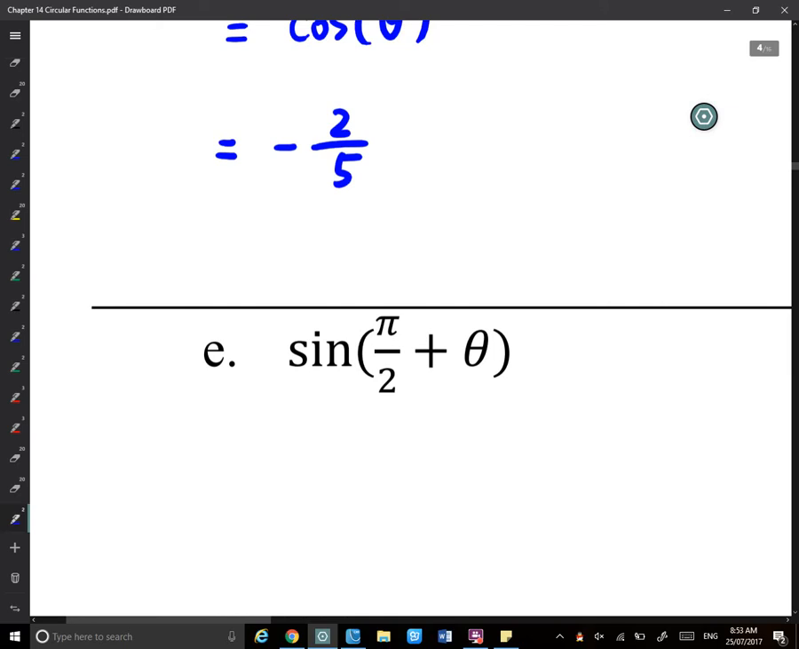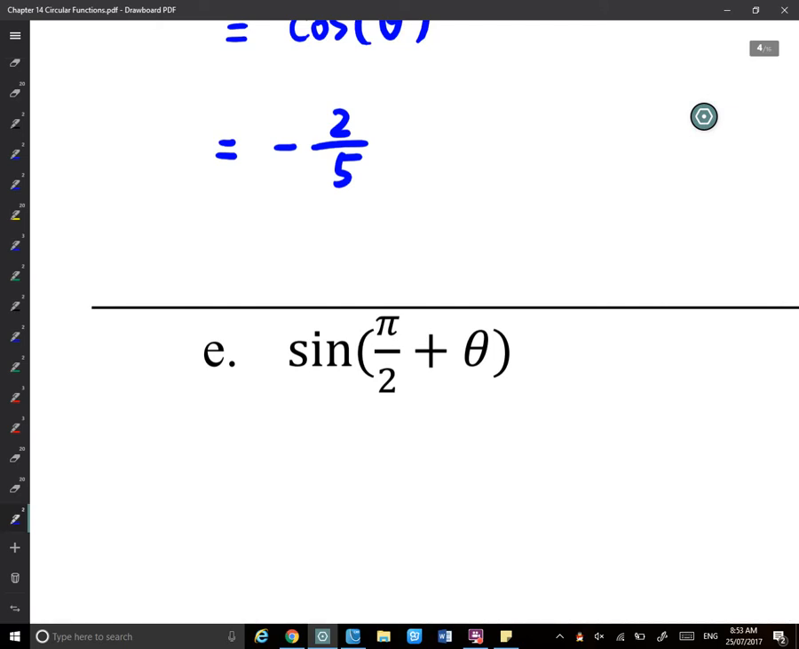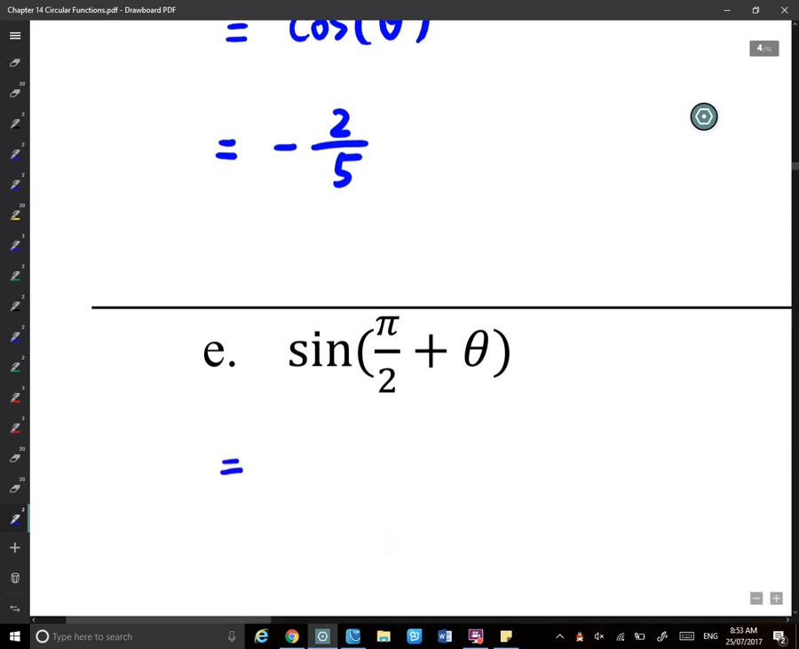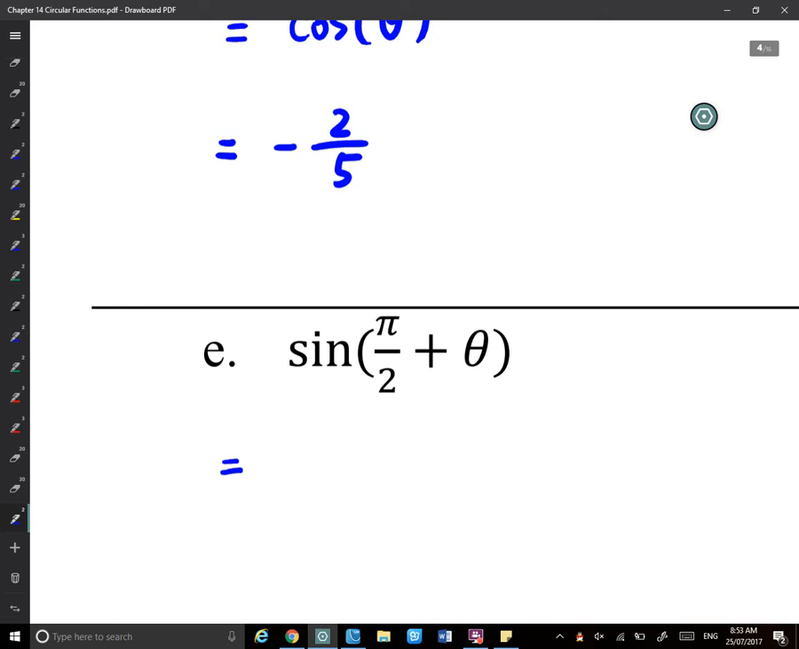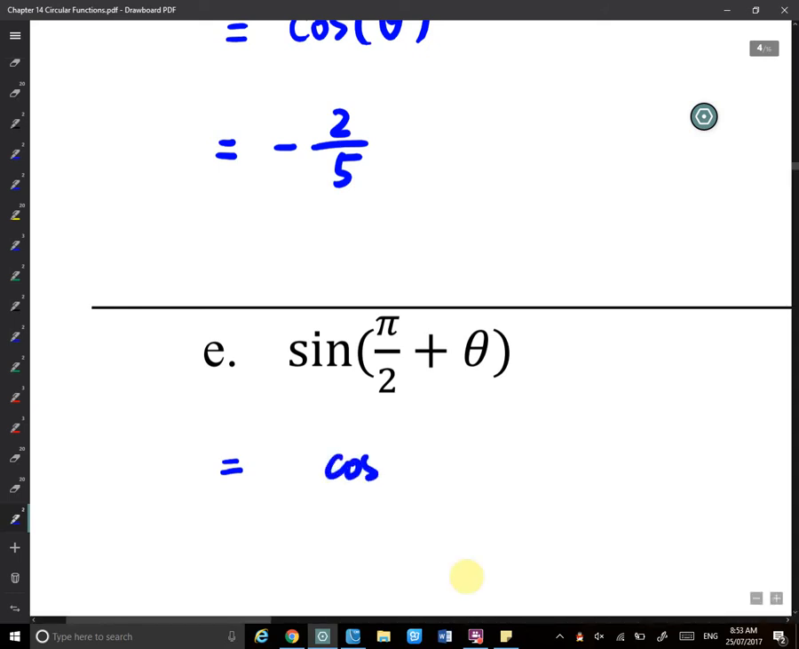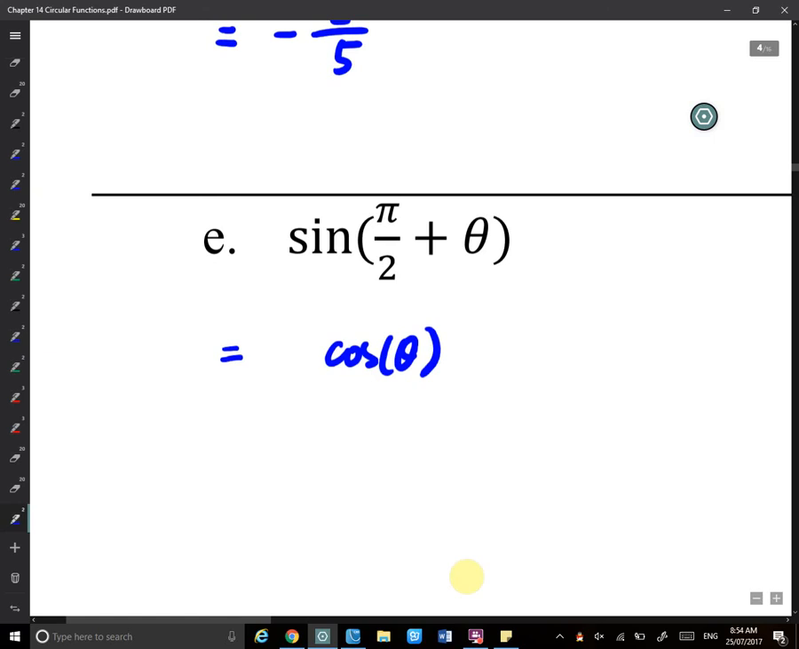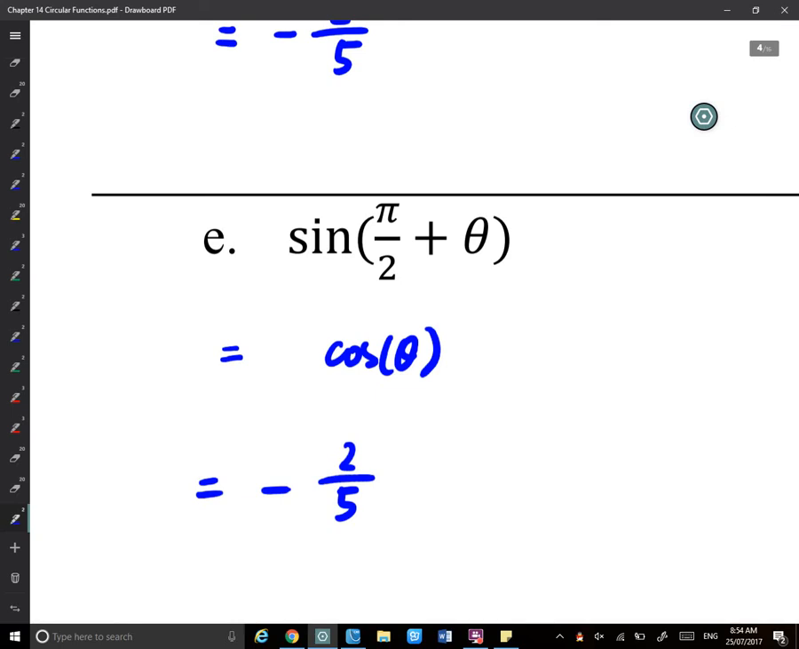Okay, sine of pi over 2 plus theta. What does that equal to? Cos theta, positive cos theta. Sine will go to positive cos. So that's positive cos theta. But cos theta is already negative 0.4. So I'll have negative 2/5.